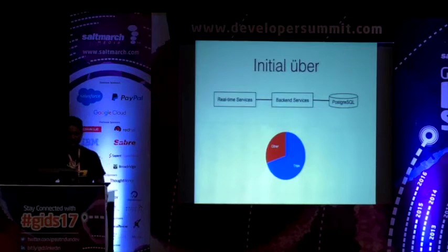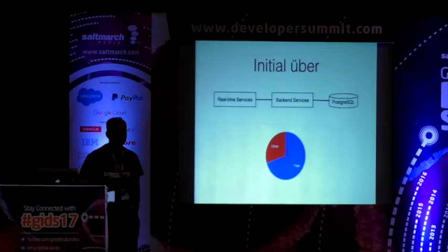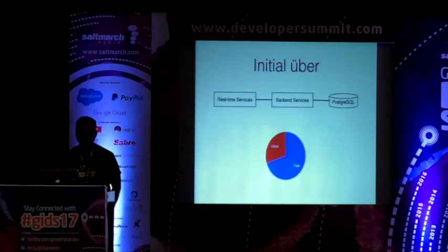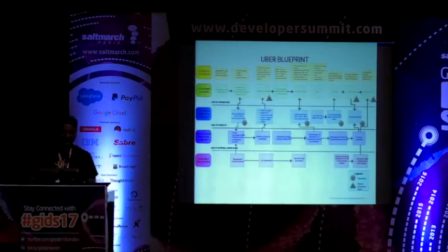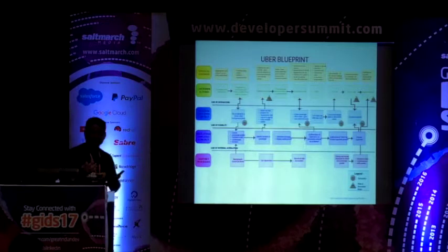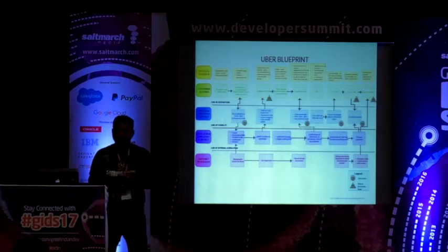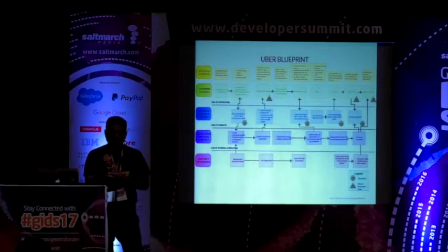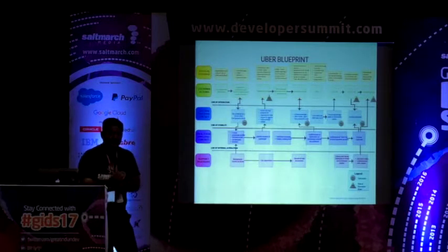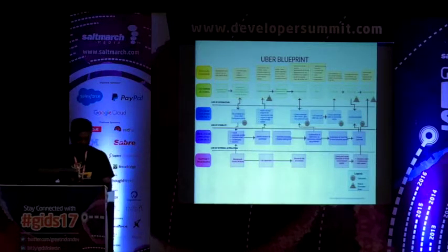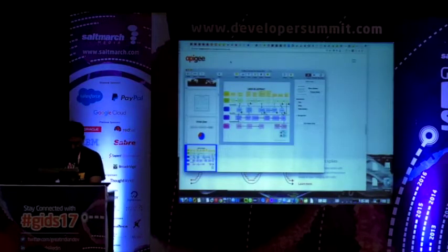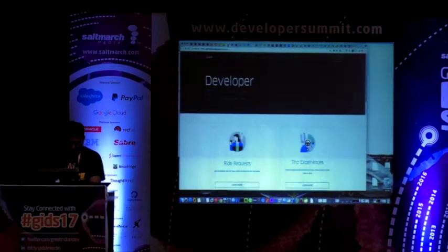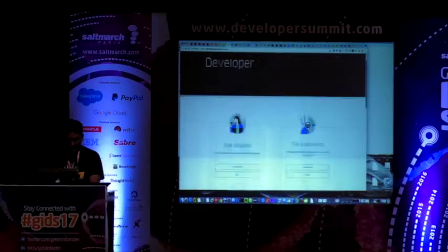What they did was, the initial Uber was a monolithic app. When they converted that monolithic app, the important thing is that they came up with the blueprint for Uber, where what they are really looking at is the different methodology they have to go through. Let me just go through this in a second. Let me show you. Okay, so these are the tools they have got.